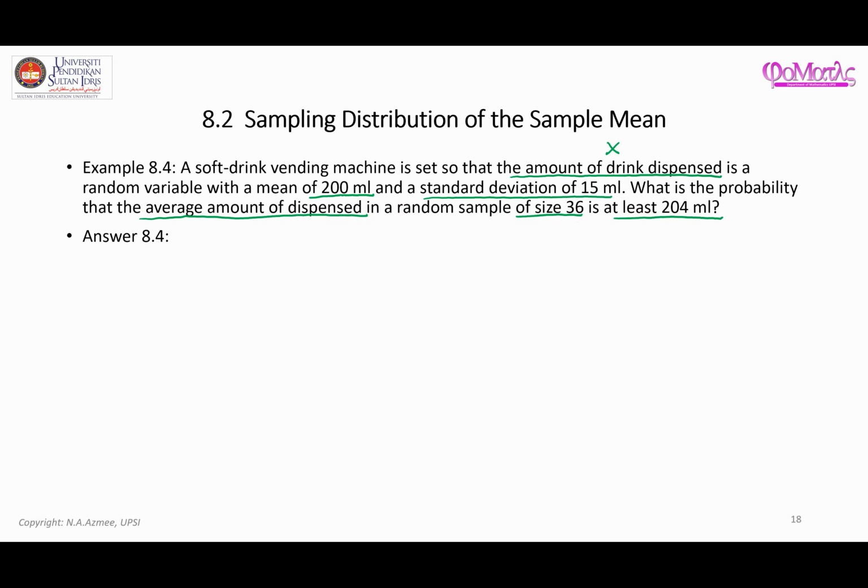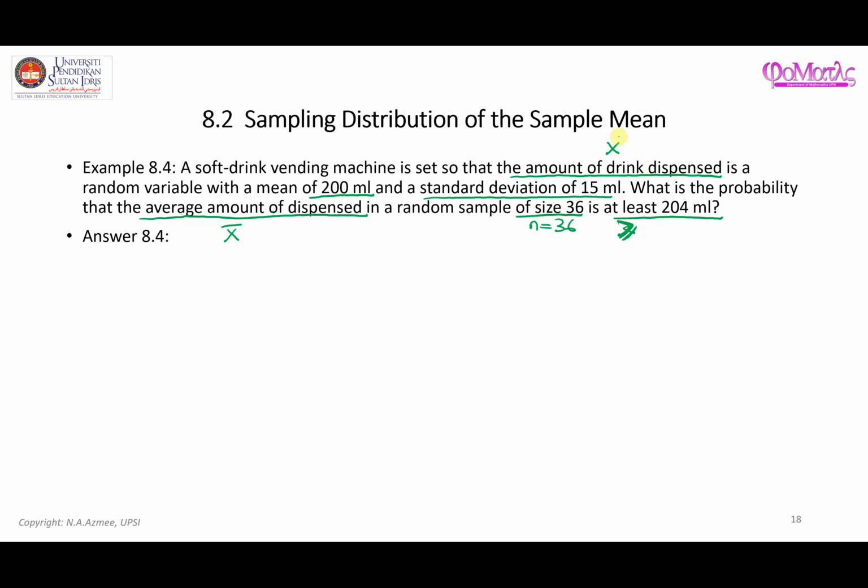What is the probability that the average amount dispensed in a random sample of size 36 is at least 204 ml? Now look at this statement here. This is the average amount dispensed. That means the average of x, which is the sample mean, x bar. You're talking about x bar. X bar here comes from a sample size of 36. This is n. At least 204 means greater than or equal to 204. So here the sample size is obviously big enough, 36 greater than 30.